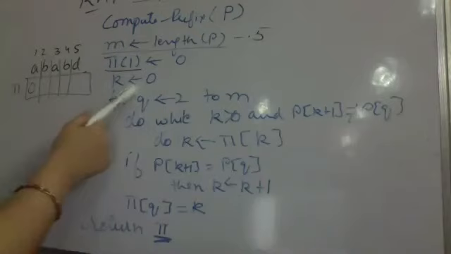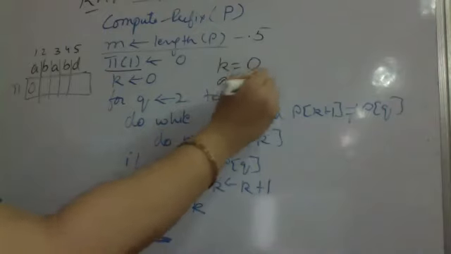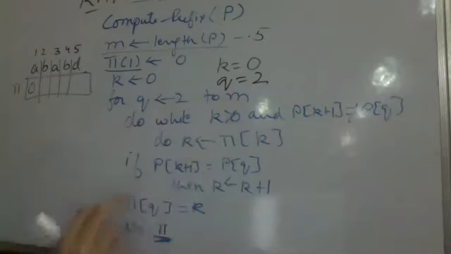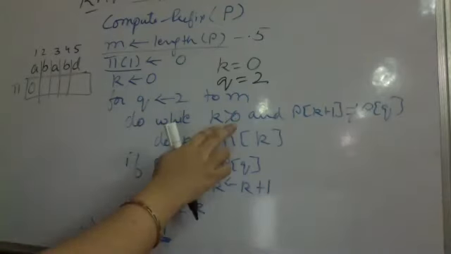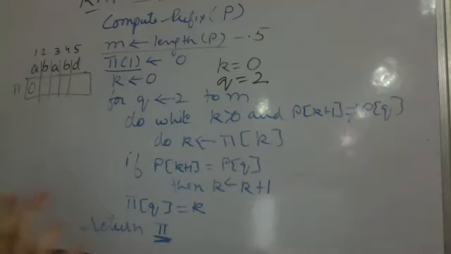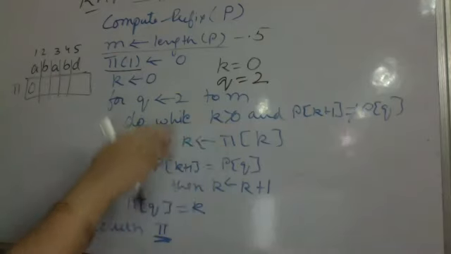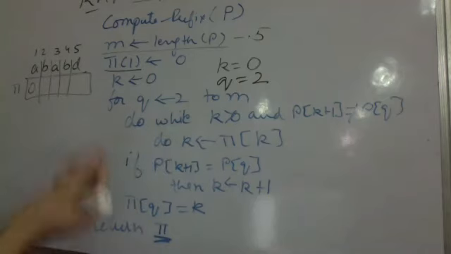I am taking a temporary variable k which is initialized to 0, and another variable q which is initially 2. That means at this location, since I have calculated for pi 1, now q is running from 2 to m while k is greater than 0. K is not greater than 0 in the first case. मतलब अगर हमें कोई prefix मिल गया तभी ये while loop चलेगा, वरना नहीं चलेगा. So since for the first time I have not found any prefix, I will move on out of the loop.